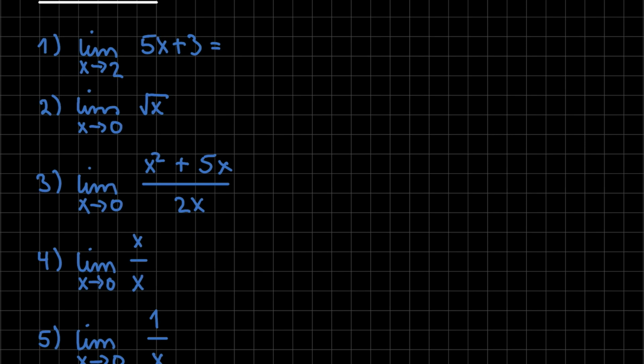So, in the first exercise, we have to evaluate the limit as x tends to 2 of the function 5x plus 3. In this case, if we just substitute x by 2, we get a sensible result. We're allowed to just do that because this function is defined at x equals 2. So we would have 5 times 2 plus 3, which is 10 plus 3, or 13.